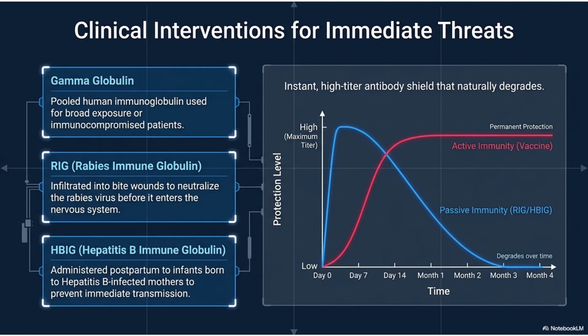So what is the clinical takeaway? These products are an emergency shield, a high titer, an instant defense against an immediate threat. Where the situation allows, they're often paired with a vaccine so that the borrowed antibodies protect the patient right now while the patient's own active immunity is given time to build for the future.